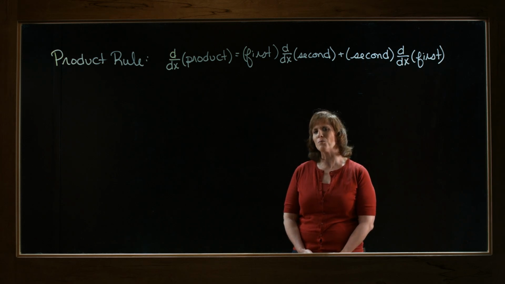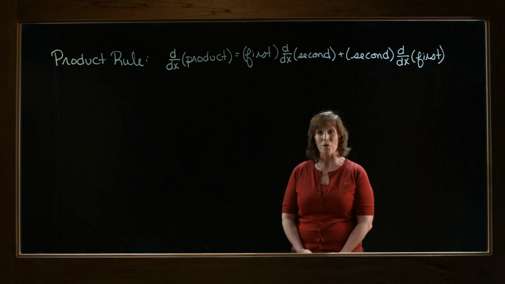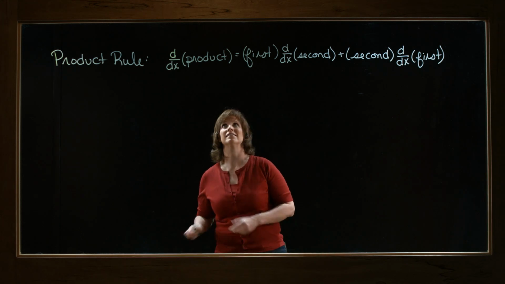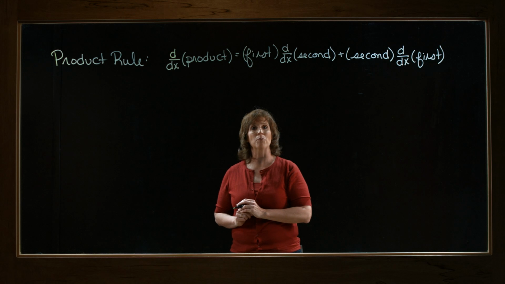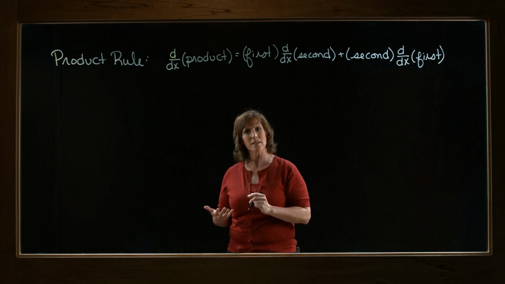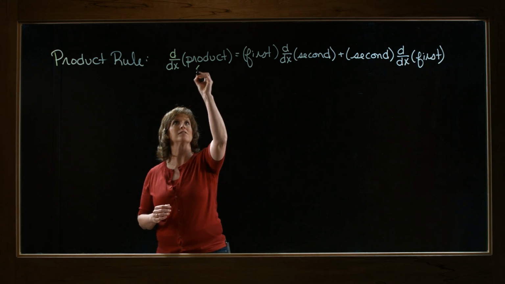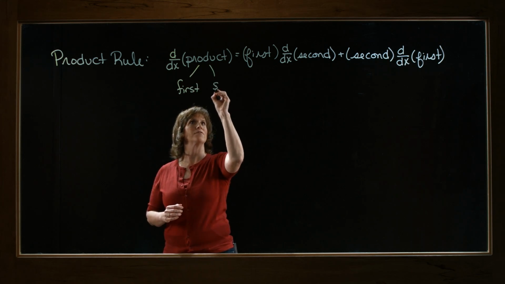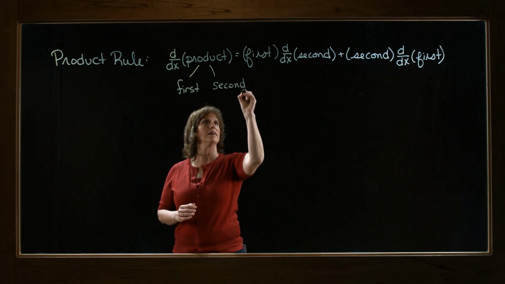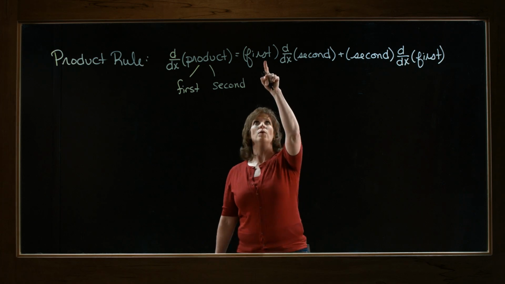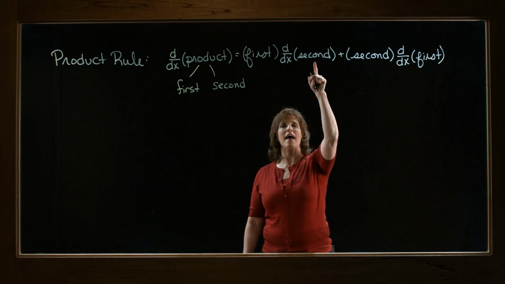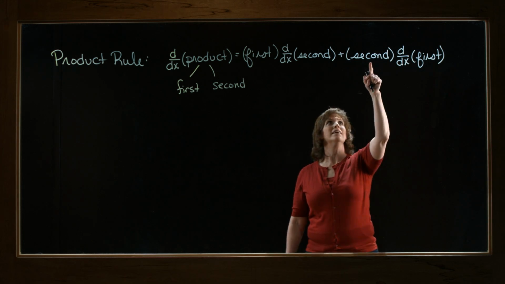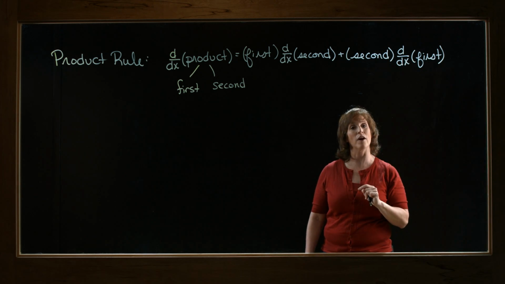I like to use a verbal description of the product rule when I'm working out this type of problem. Well, that verbal description looks like this. When you want to take the derivative of a product, well, what is a product? It's two things multiplied together, two factors. We're going to have our first factor and the second factor. And to take the derivative, we simply write the first factor and then multiply it by the derivative of the second factor, adding it to the second factor times the derivative of the first.